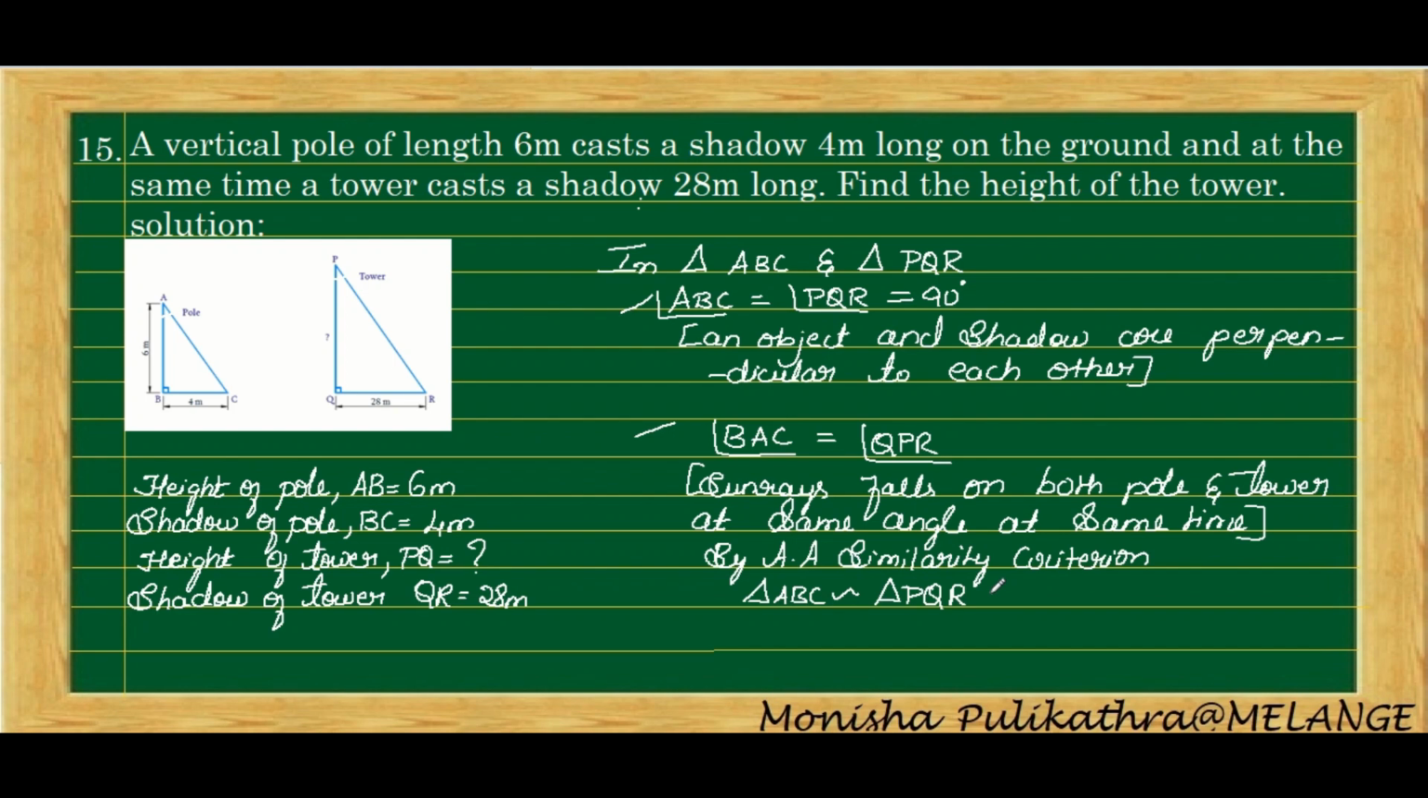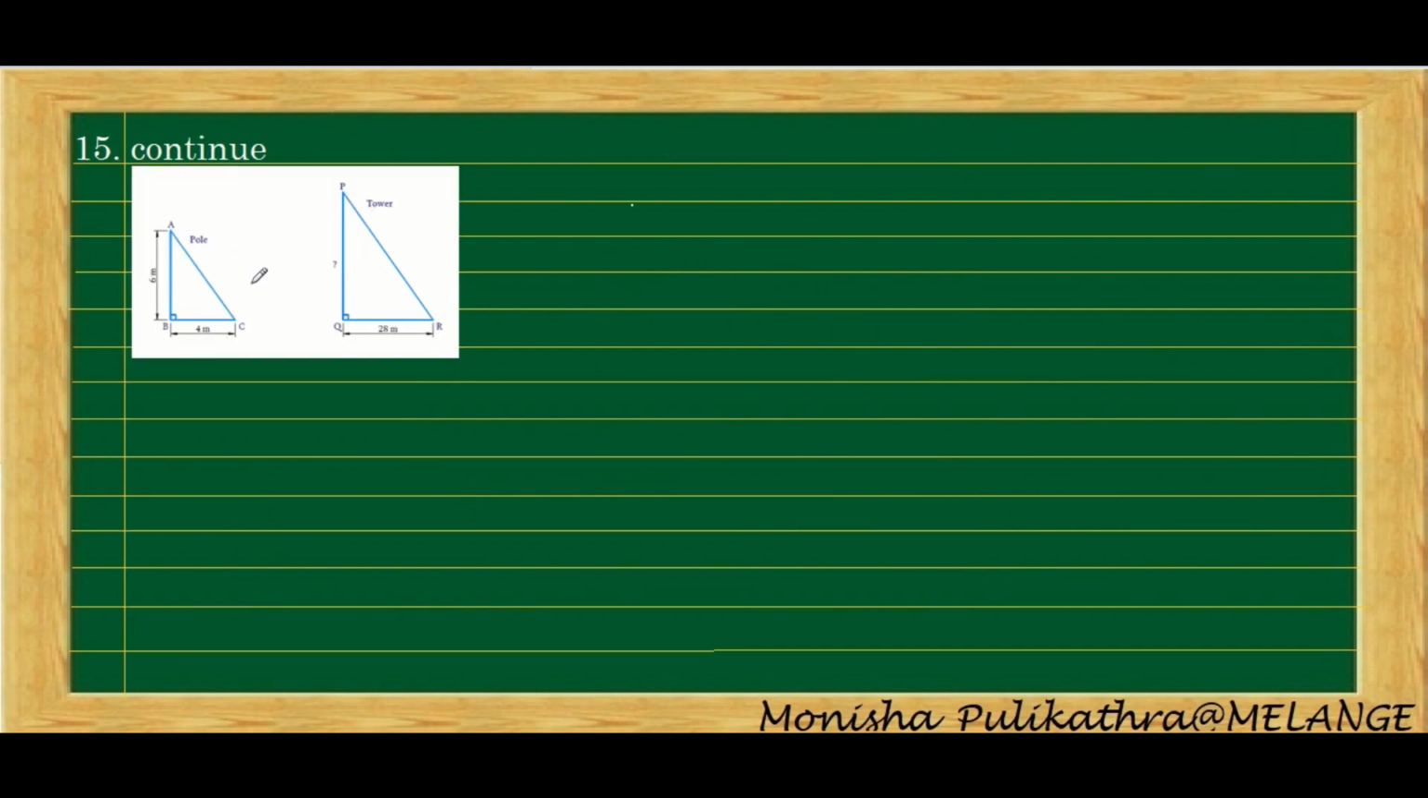Let us continue the 15th problem. We already proved that triangle ABC is similar to triangle PQR. Since the two triangles are similar, their corresponding sides will also be in equal ratio. Therefore, AB by PQ is equal to BC by QR.